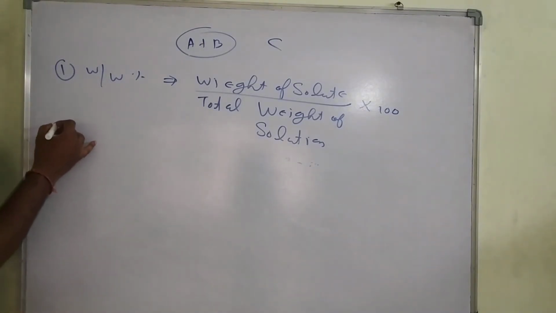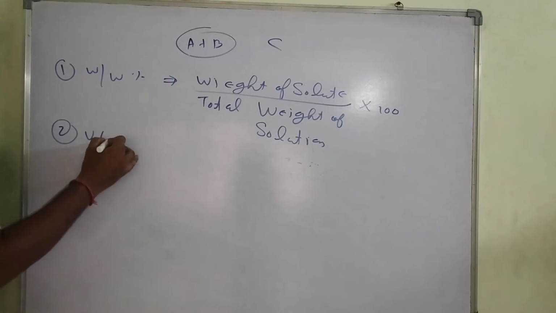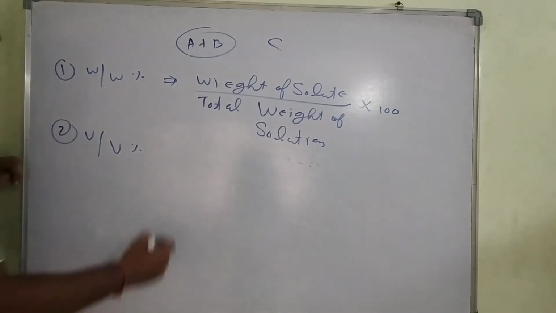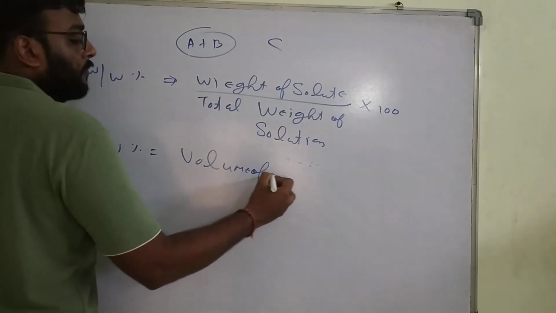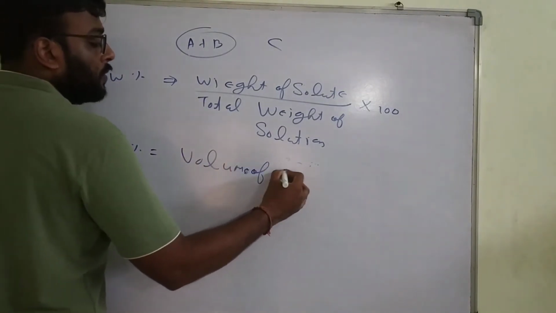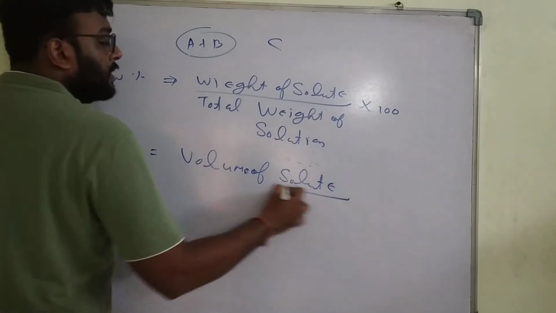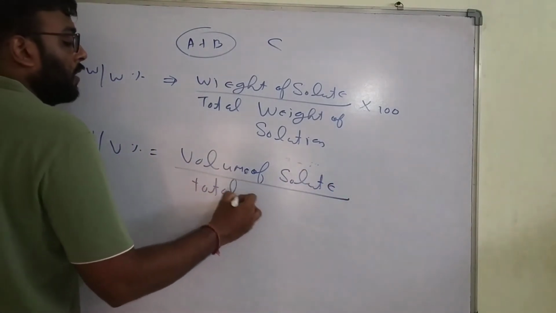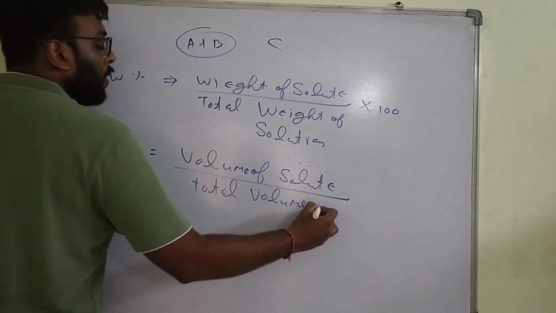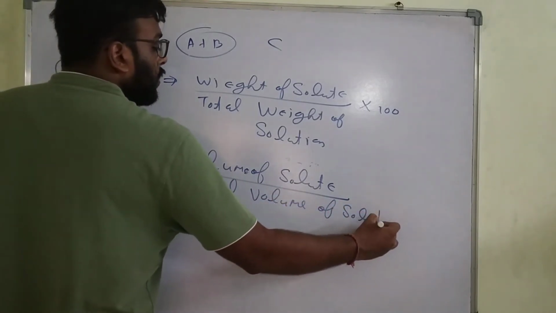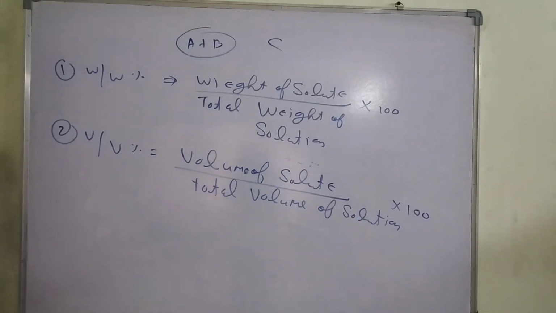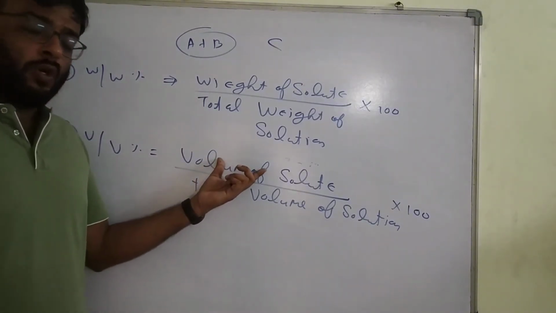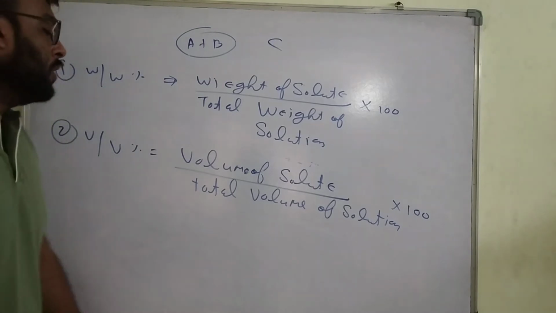Next is volume by volume percent. Volume of, generally, the solute or that component we are considering, upon total volume of solution, into 100. That is volume by volume percent. Volume of that component, generally the solute, upon total volume of solution, into 100.